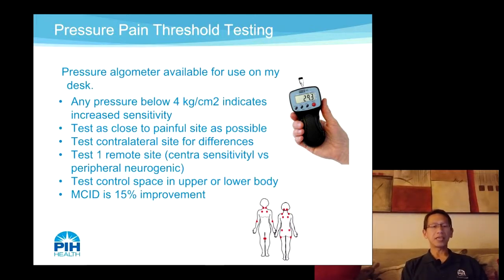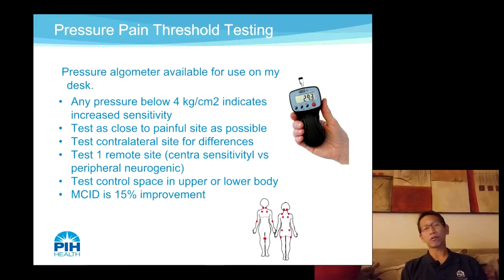Now this helps me indicate if this is sensitivity that's peripheral neurogenic versus something that's central sensitivity if I end up testing a remote site. Now, when I say a remote site, let's say you're testing the median nerve because you're finding that that's very sensitive in that area. But you also want to check to see if there's some central components that may be affecting this patient.